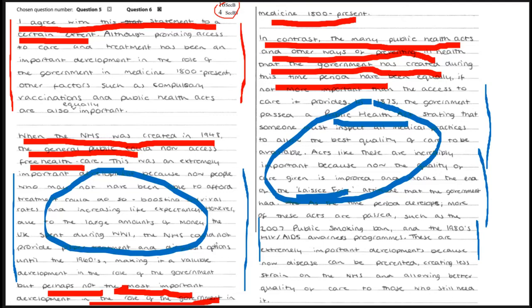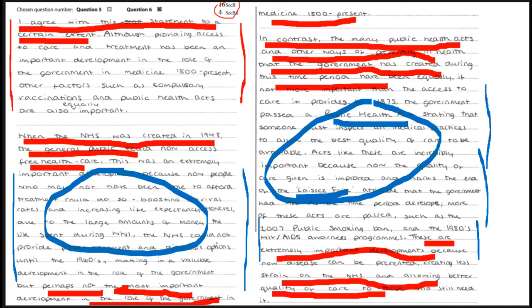And here comes a little bit more sophisticated analysis. These are extremely important developments. So this is possibly more important than access to free care and treatment, because now disease could be prevented, which created less strain on the NHS, allowing better quality of care to take place for those who needed it. So what we're saying in this part of the argument is that actually the development of public health acts and some preventative measures and some information campaigns from the government in turn helped there to be better treatment, because it meant there was less strain on the NHS because less people were getting ill in the first place.